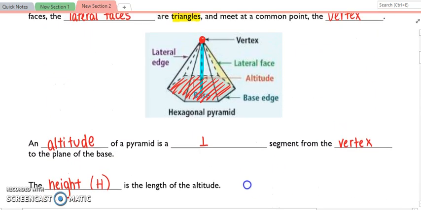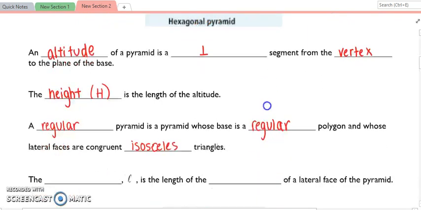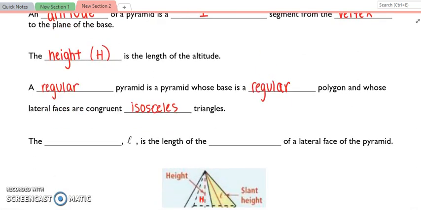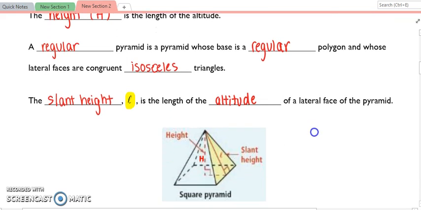Now, as I said, pyramids are interesting because they actually have two different types of heights. We have this blue line right here, which we're going to indicate with a capital H. And there's also something called the slant height. Okay, this slant height is represented using a cursive lowercase l. And this is actually going to be the height of one of your faces, aka it's going to be the altitude of one of those triangles.